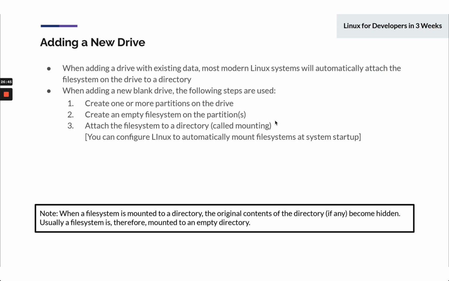So I've already talked about this. This is what you have to do if you're going to add a new drive to your system. You have to be explicit about it. You need to create a new partition table, put an empty file system on it, and then attach that file system to a directory. You mount it somewhere.